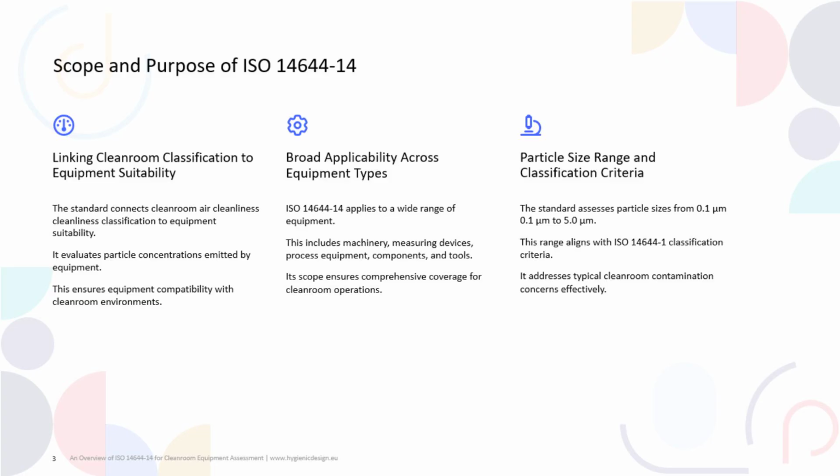The scope and purpose of ISO 14644-14 focus on linking cleanroom air cleanliness classification directly to the suitability of equipment used within these controlled environments. The standard evaluates the particle concentrations emitted by various equipment to ensure they are compatible with the specific cleanroom classification, helping maintain the required cleanliness levels.